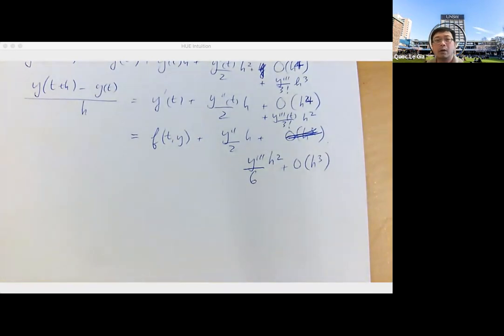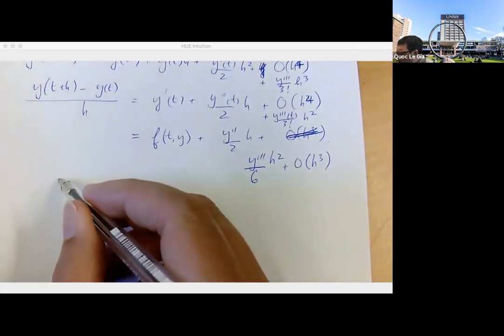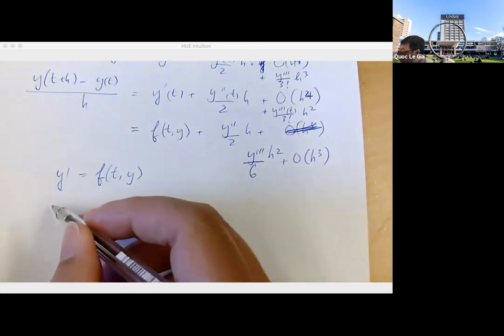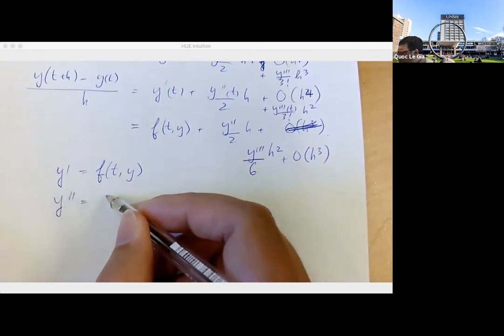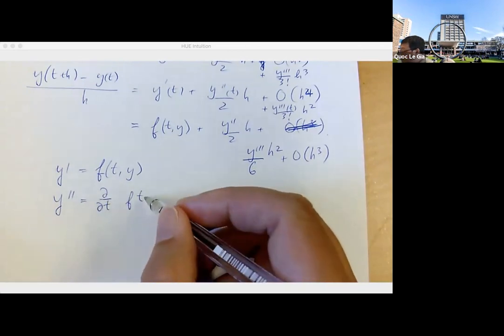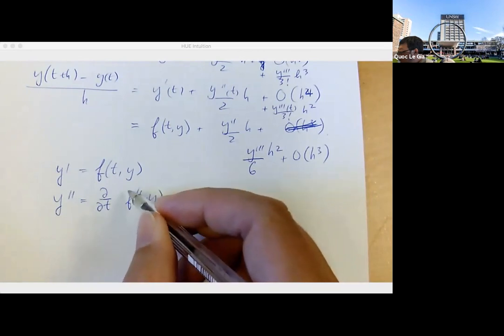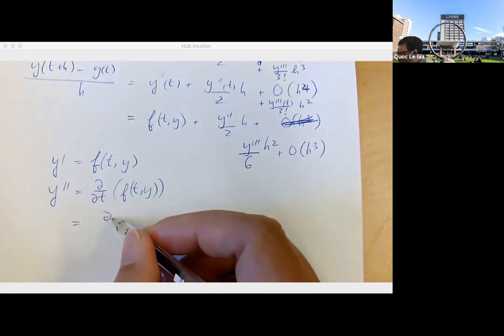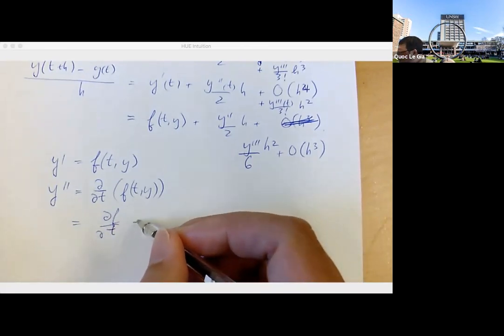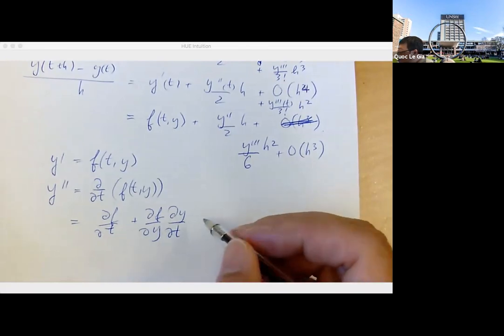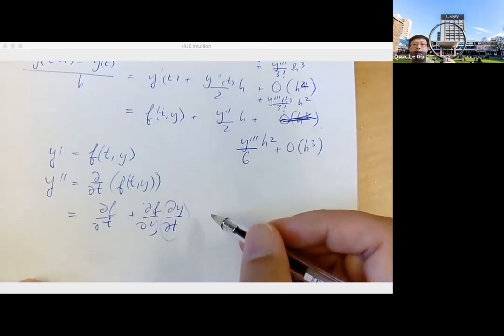And now, if you remember, we got y prime equal to f of t, y. Then what is y double prime? So y double prime is just the derivative with respect to t of f. You take the derivative with respect to time on the left and on the right. And this one will become partial f with respect to t plus partial f with respect to y and partial y with respect to t. So this one, y prime again.